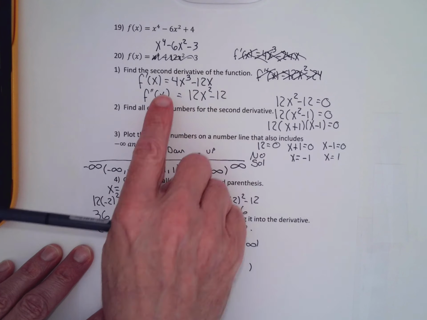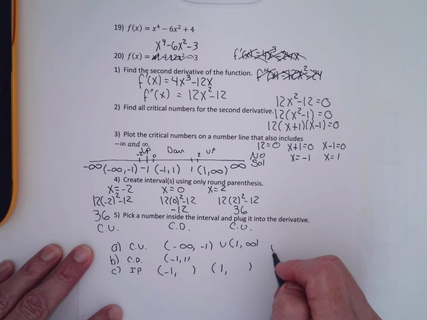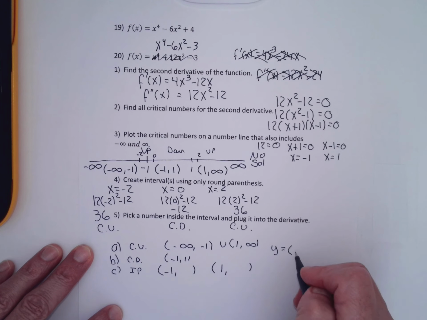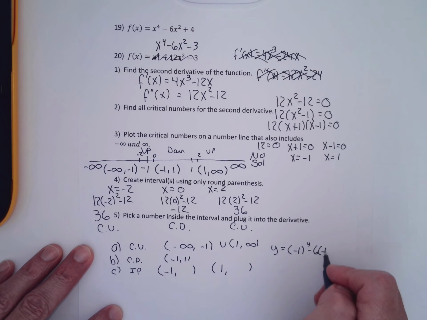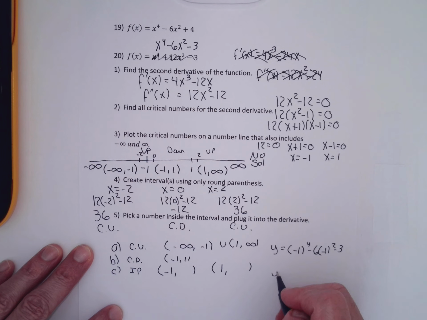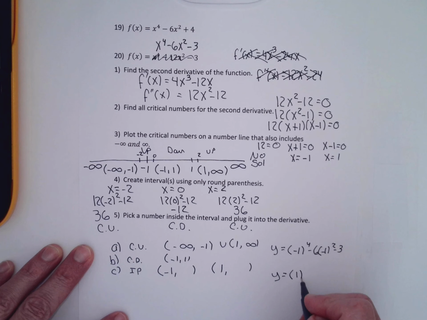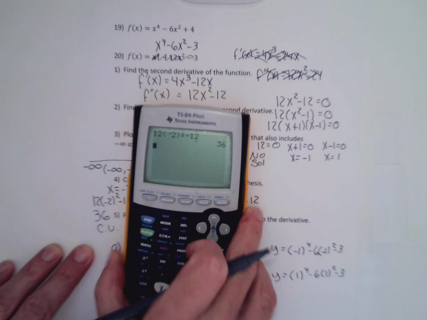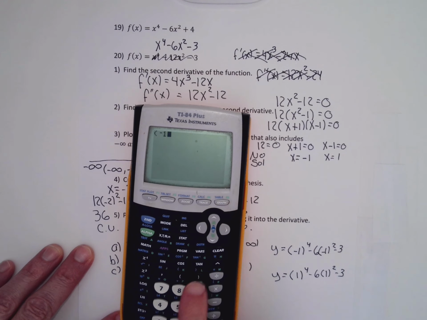I'm going to use this original function that I've recreated. So for the first one, I'm going to get y equals negative 1 to the 4th minus 6 times negative 1 squared minus 3 for the y coordinate of the first inflection point. For the second one, I'm going to do y equals 1 to the 4th minus 6 times 1 squared minus 3. And I think I'm going to get the same results because when the negatives turn to the same number as a positive, but that doesn't matter. I can do this on my calculator. So negative 1 to the 4th minus 6 times negative 1 squared minus 3.